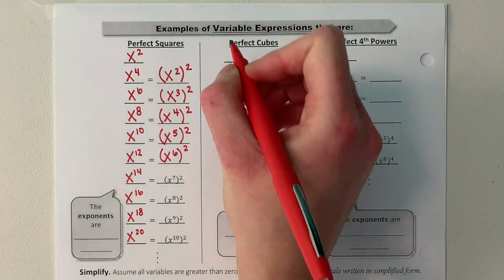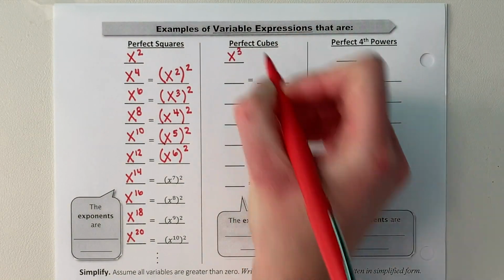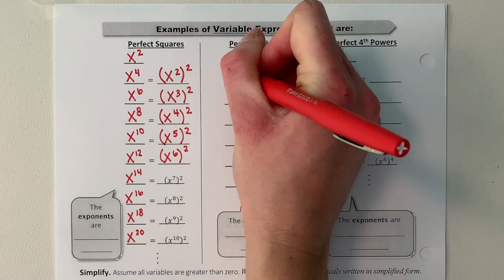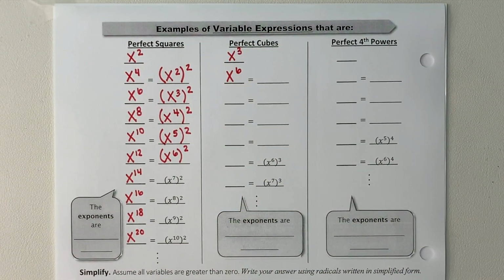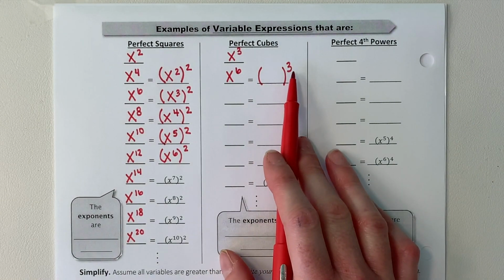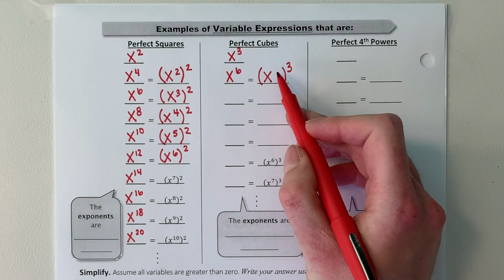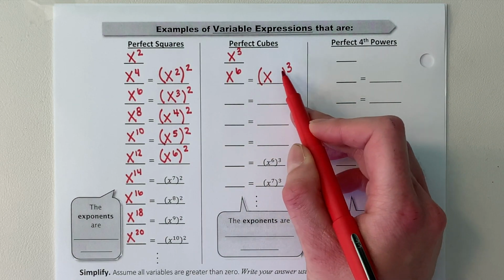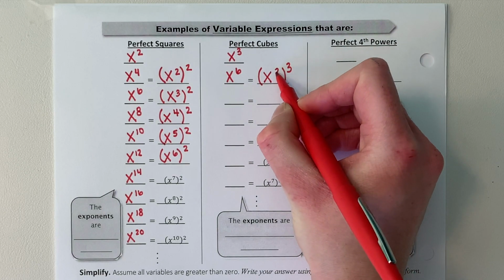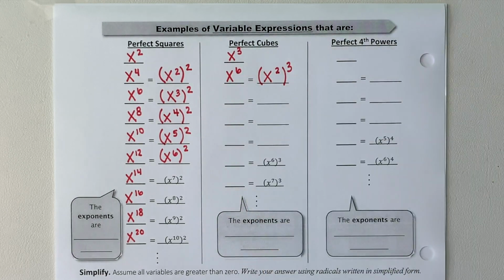The most basic perfect cube would be x cubed. The next perfect cube would be x to the 6th. X to the 6th is a perfect cube because it can be written as some quantity cubed. Now, what cubed gives us x to the 6th? Well, again, our rule of exponents says that when we raise an exponent to an exponent, we multiply. So this exponent must be a 2, because 2 times 3 gives us 6.